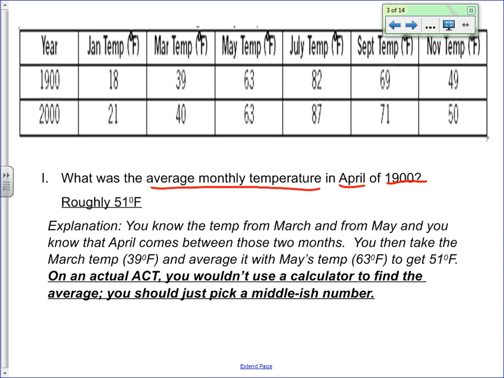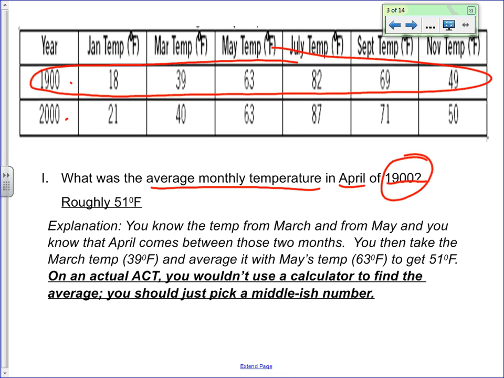Do you have an idea of how we would answer this problem? What do you think? Excellent. So if you look, we're looking for the average monthly temperature, which is given to us on all these numbers. Now, we don't know if we're looking for 2000 or 1900 until we read the question carefully. Since we're only looking for 1900, we only care about this row right here.